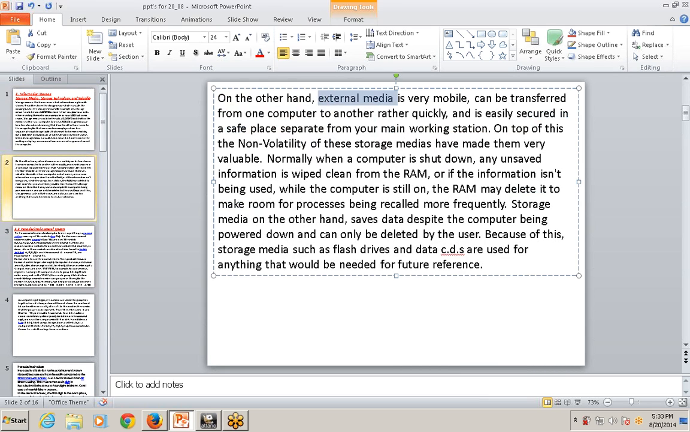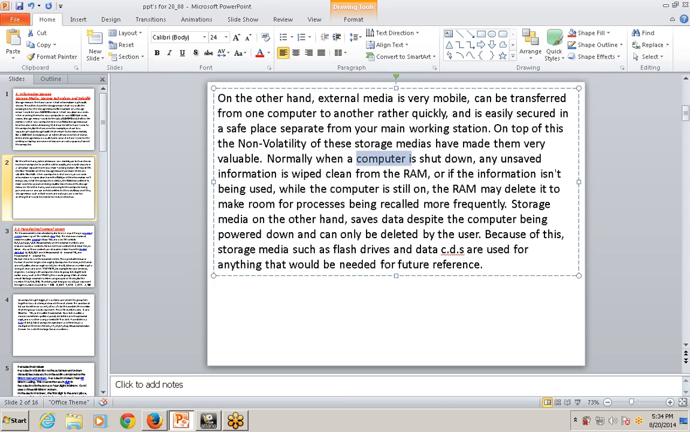On the other hand, external media is very mobile and can be transferred from one computer to another rather quickly and easily, secured in a safe space separate from your main working computer. So this is the external media, that is external to the computer, that is not a part of the computer. On top of this, the non-volatility of these storage media has made them very valuable.